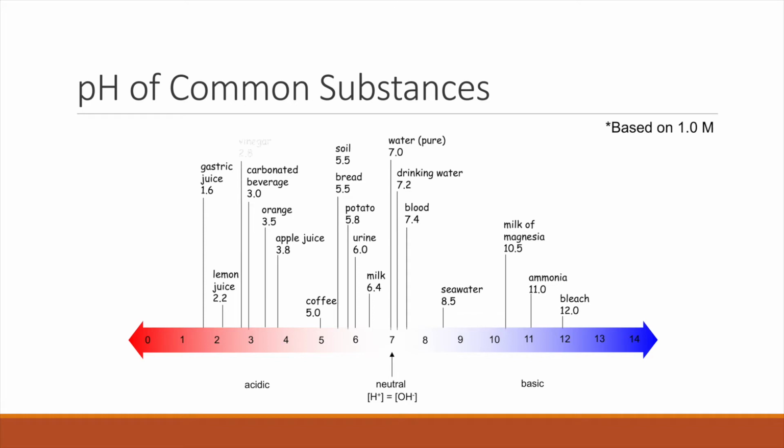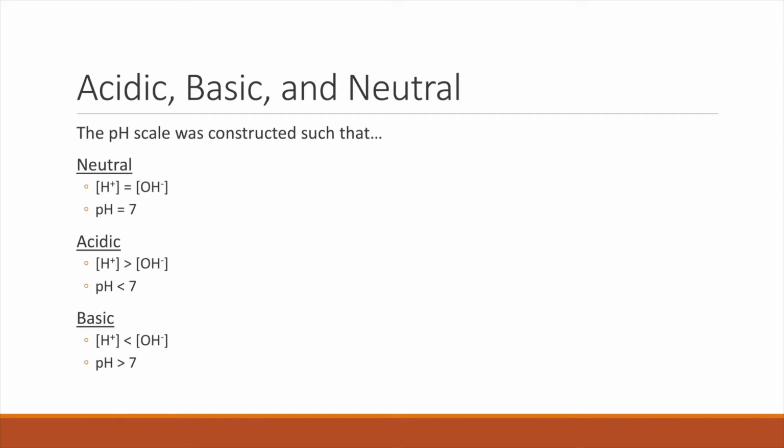Bleach is at 12, vinegar at 2.8, tomatoes at 4.2. Detergents and bile. Bile's in your digestive system, helps break down foods just like your stomach acid, hydrochloric acid, HCl. Then the 0 is marked by 1 molar HCl. That is 1 molar of a strong acid. On the other side, 14 is marked with 1 molar of NaOH, right, a strong base.